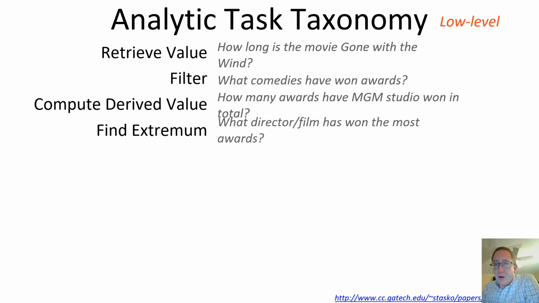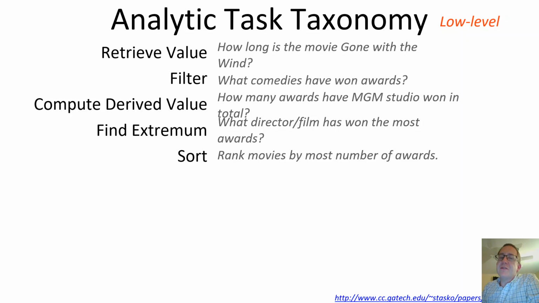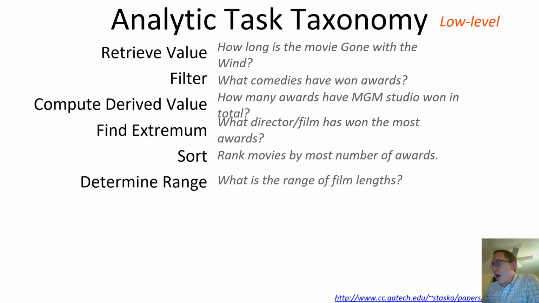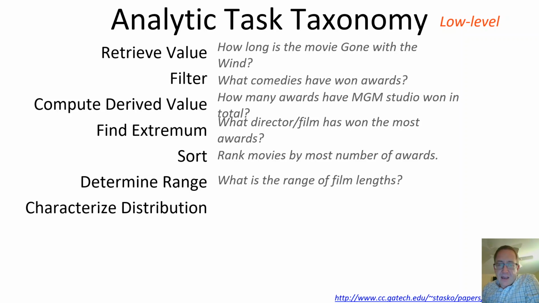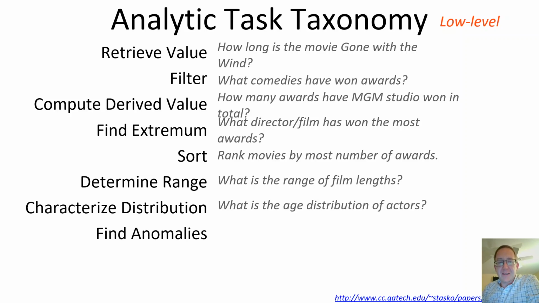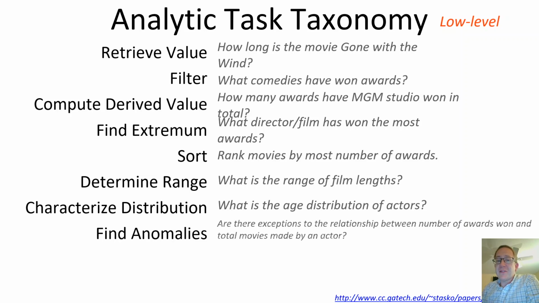Find the extreme. So what's the longest movie, or what director has won the most film awards? Can I rank the movies according to the number of awards that they have, or their Rotten Tomatoes rating? What is the range? What's the longest and shortest film in history? Can I figure out what the distribution is? So age distribution of actors, for example, age distribution of directors, how normally distributed are they? That distribution tells you some information. It's different than the minimum and maximum. What's the most abnormal thing?